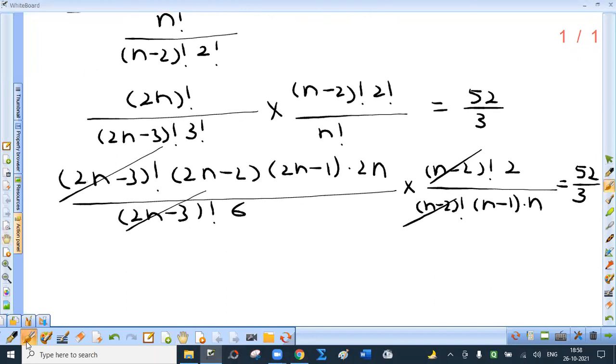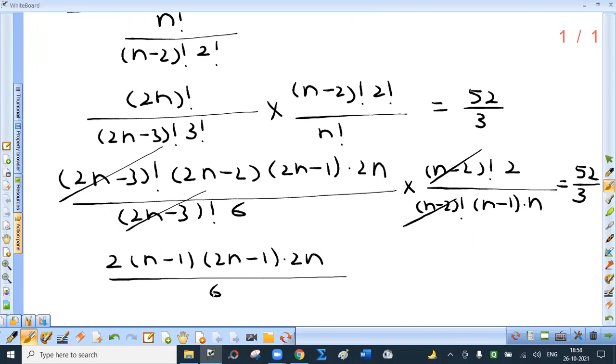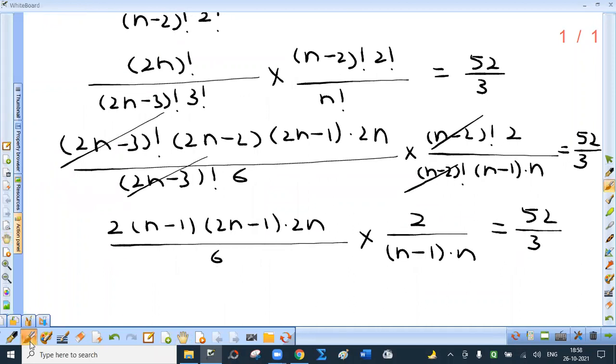So in the next step, I will take 2 common from 2n minus 2. So 2 into n minus 1 into 2n minus 1 into 2n upon 6. And here it is 2 upon n minus 1 into n equal to 52 upon 3. Now here n gets cancelled. n minus 1 gets cancelled. So see what remains.